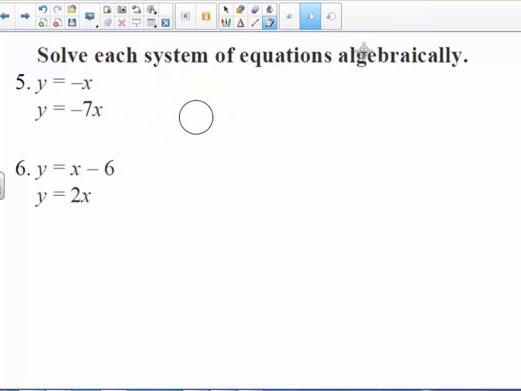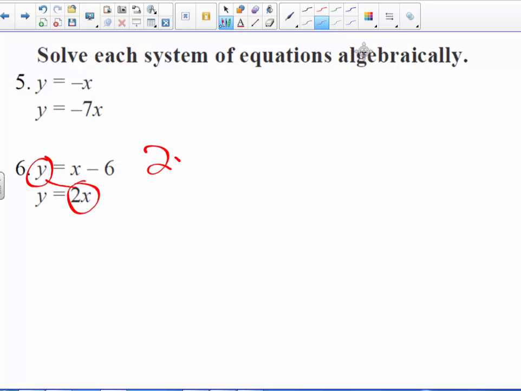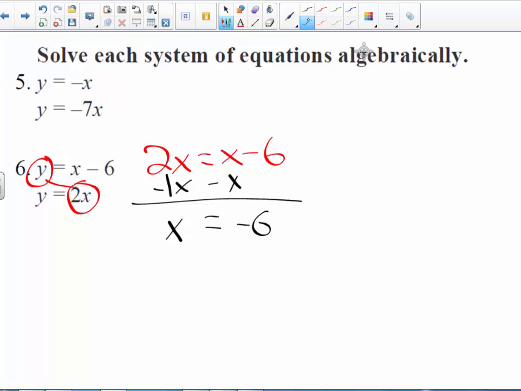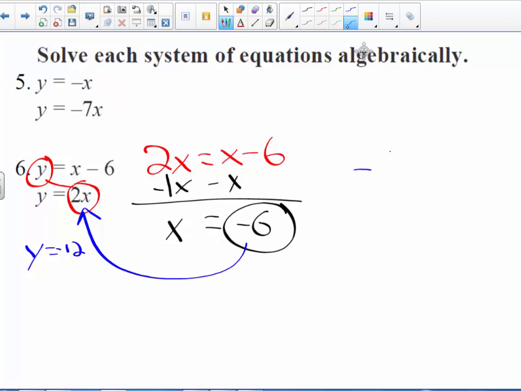Okay, let's do the other one. Take what y equals, plug it in for the other y. Y is already solved for. So we have 2x equals x minus 6. Okay, so we solve for the x here. Subtract x, and you get 2x minus 1x is 1x equals negative 6. So that is what x equals. Take the value for x, plug it in. What is 2 times negative 6? I get negative 12. So it's negative 6 for x, negative 12 for y.